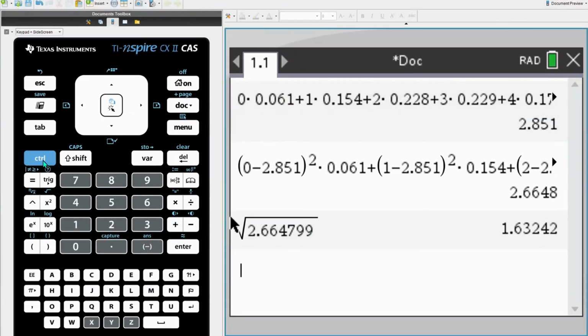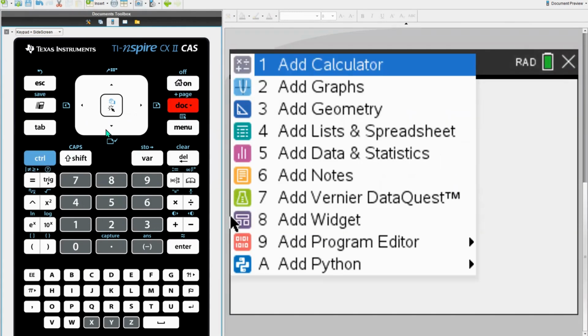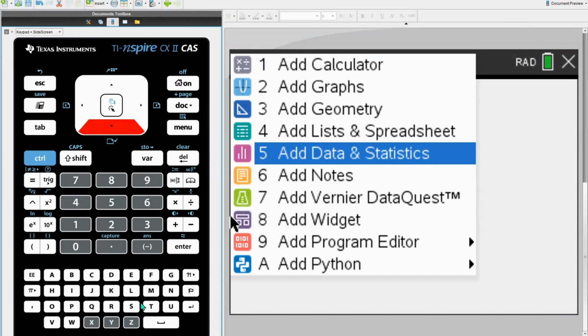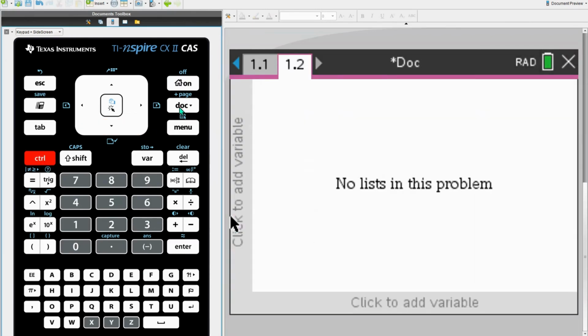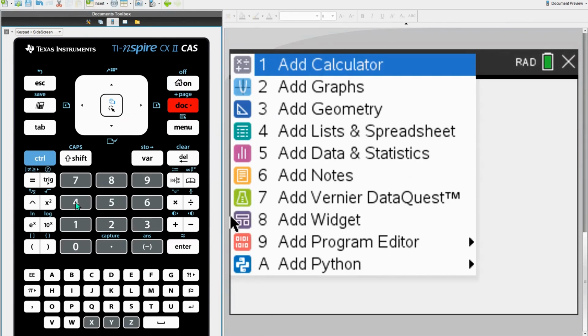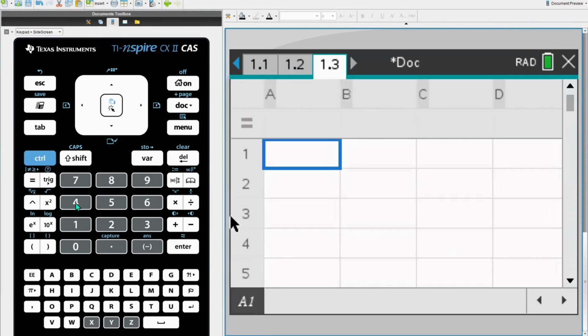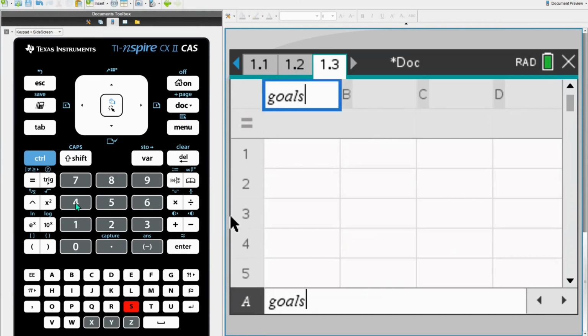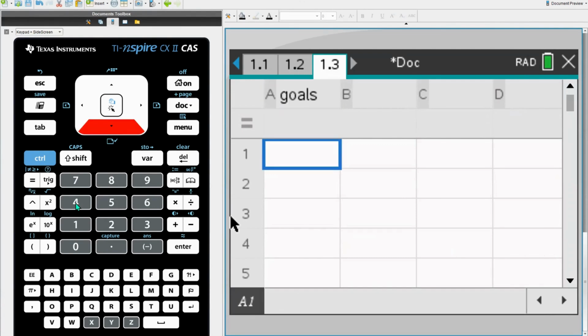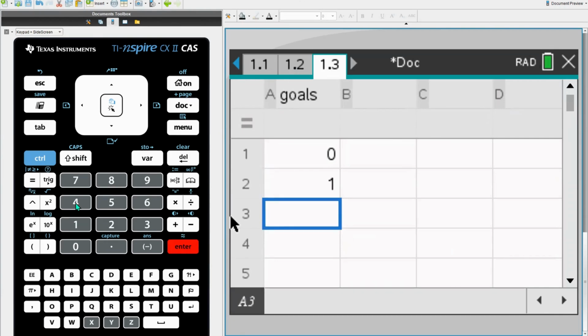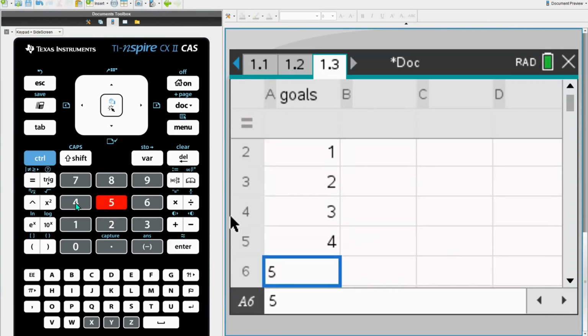And it starts off with us creating a page, which is going to be a page in which we put data and statistics. Oops, sorry. I meant to add a page. It's going to be a list and spreadsheet page. Now, in this list and spreadsheet page, we're going to have two columns, one with the actual data. It's called goals for this particular one. And we put in the different values that the discrete random variable takes on, right?